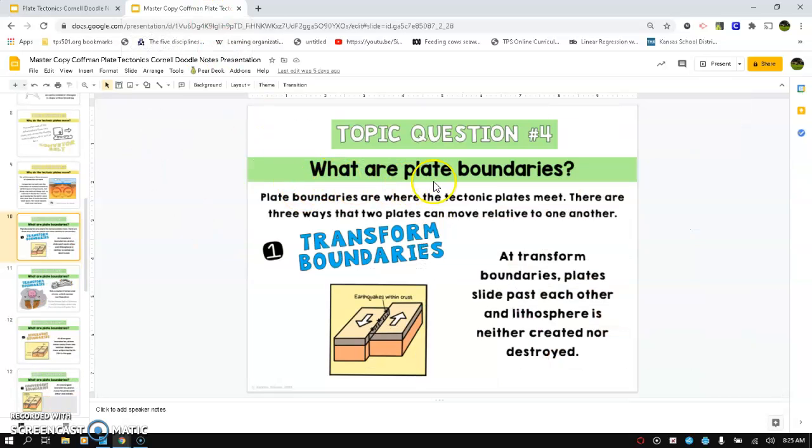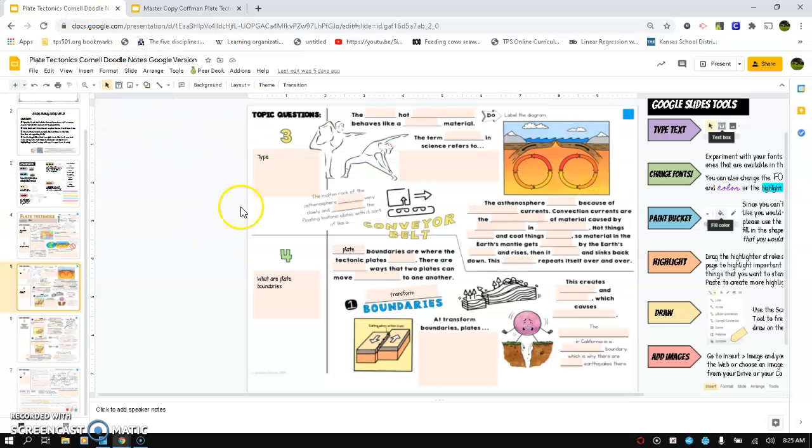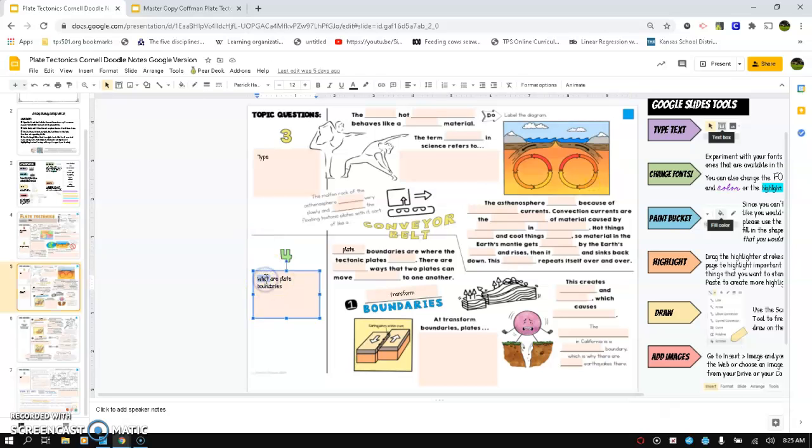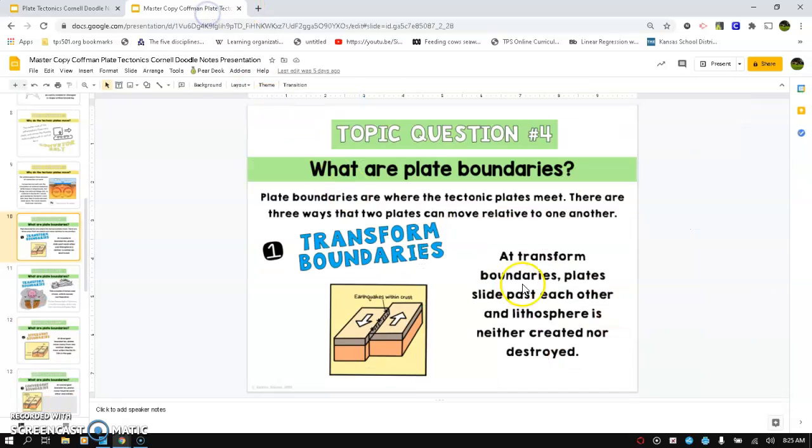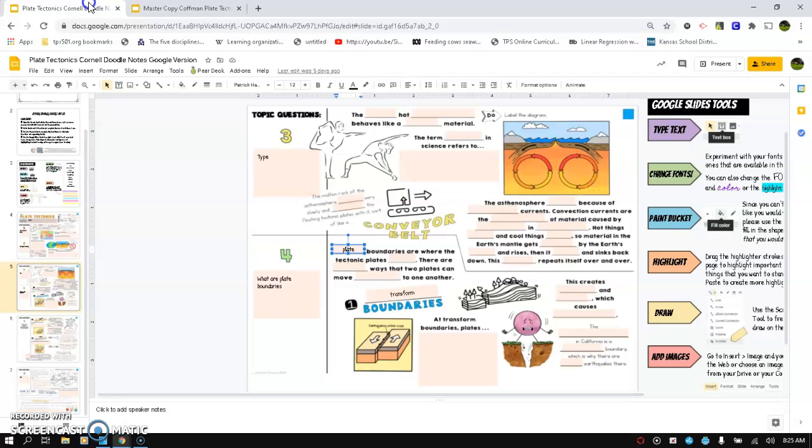So what are plate boundaries? Okay, that will go right here. That's the topic question. Plate boundaries are where the tectonic plates blank. They are blank ways to blank, or two plates can move blank together. So plate boundaries are where tectonic plates meet.